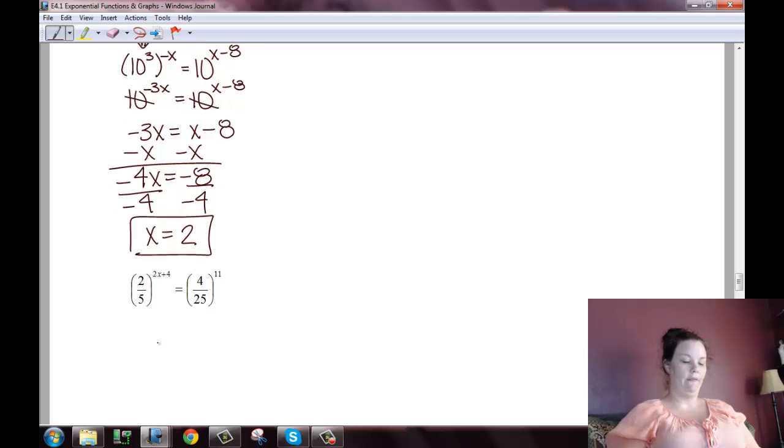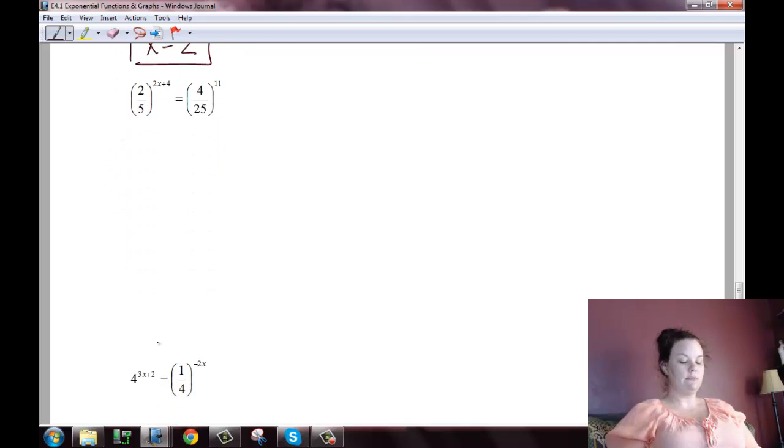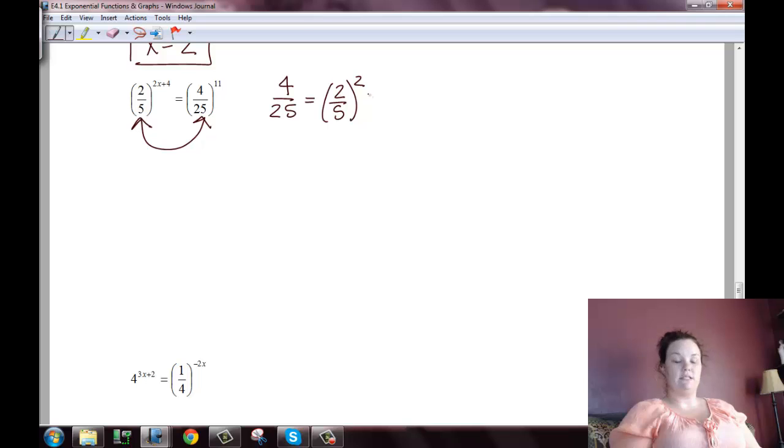Let's get another one. Oh, excuse me. So now this one has fractions, but we can still do fractions. Fractions can still be raised to powers. So here I have 2/5 to the 2x plus 4 equals 4 over 25. So I want to figure out what these have in connection. How can I go from 2/5 to 4 over 25? The way I can do that is I can square it, right? I'm just going to put here 4 over 25 is the same thing as 2/5 squared, because if I square 2, I get 4. If I square 5, I get 25. So I'm just going to replace this 4 over 25 with 2/5 squared.